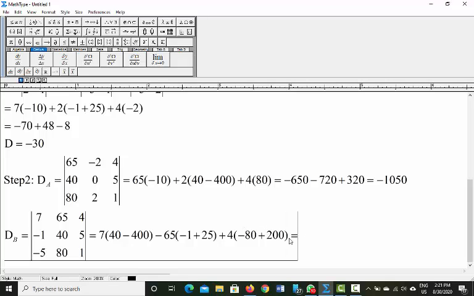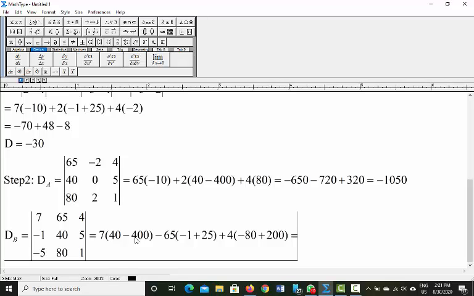So let me calculate this one. If you calculate this, what we will get? Minus 360 multiplied by 7, and then minus 65 multiplied by 24, right? Minus 65 multiplied by 24, then what we will get?